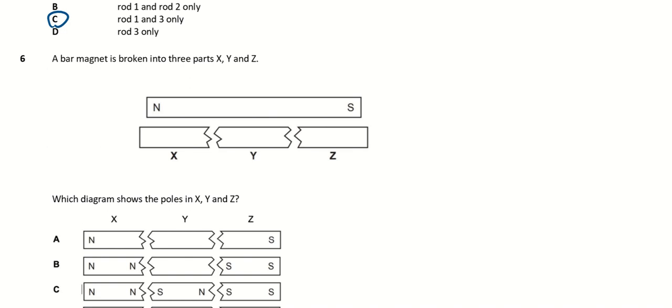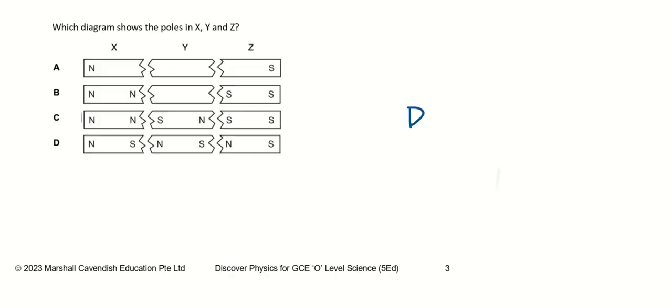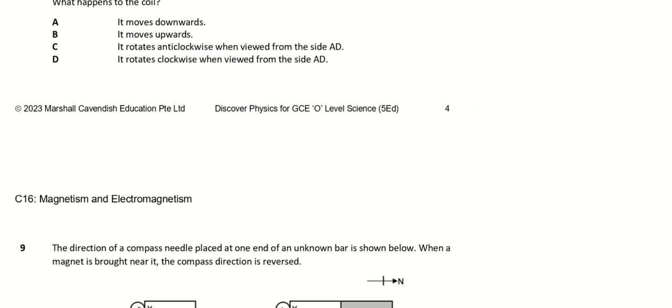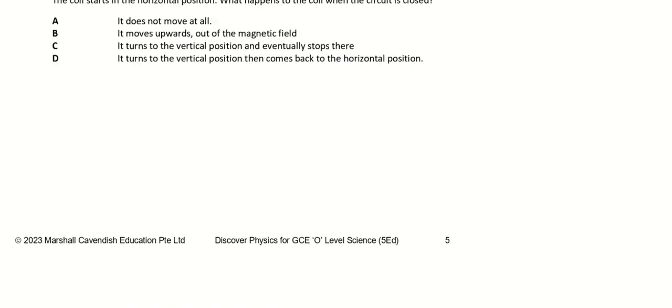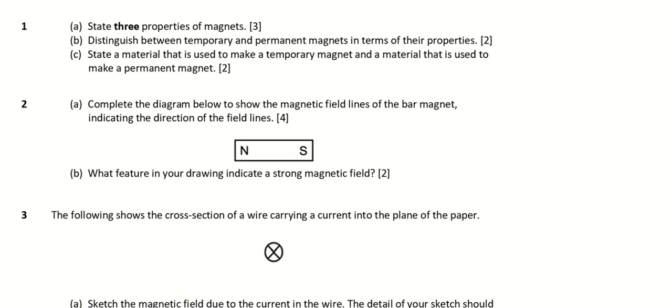You can do question 6 as well. The magnet is broken into 3 parts. So if here is north, here will be south, because it's actually made out of many atomic magnets. So this one is easy. The answer will be D. Then we are going to the structured questions because the rest I haven't really covered. Structured question: state 3 properties of magnets.